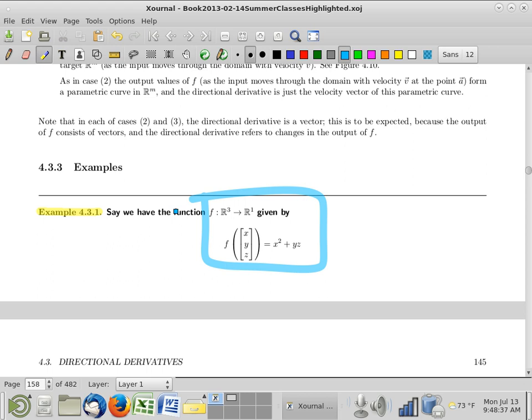You could think of it as just, maybe this is the formula for, again, temperature as a function of position, or what have you. I just want to know how fast it's changing. I'm going to assume I'm moving with a certain velocity in the domain, and I want to know how fast is this single value changing per unit time. So let's compute that.